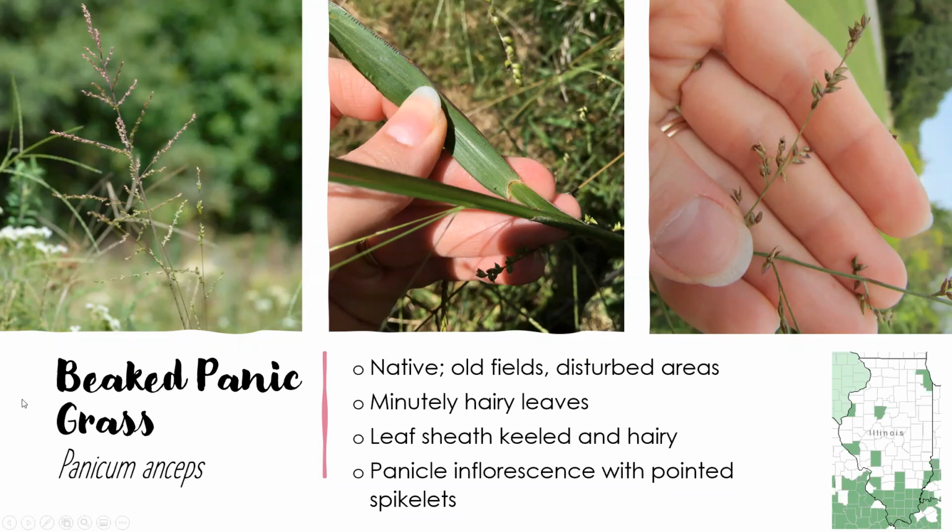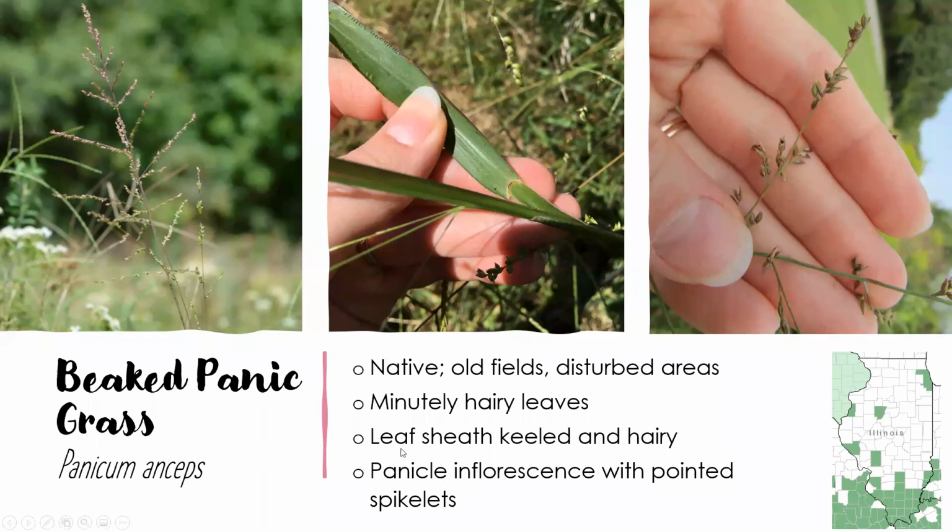Okay, our next grass is beaked panic grass, Panicum anceps. And this is one that can be found in shady areas. It's more of an edge species, not really going to be found in the dense woods, but also can be found in open sunny areas. So I chose to stick it in this group of plants, but really it's found in disturbed areas. Okay, so edges of trails, woodland edges, old fields, prairie restorations, you'll find this one there. It does have minutely hairy leaves, so really small hairs that you might not be able to see, but you'd definitely be able to feel when you were pulling that leaf blade back.